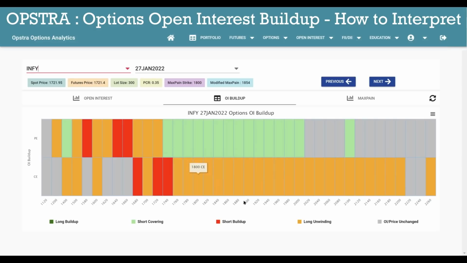Now on the put option side, they are unwinding their longs. Like if you have a long buildup there, somebody is expecting that Infosys is going to go up, and they have long positions. And if the Nifty is going down, you have to exit those positions, right? Long positions. So you have to unwind those long positions. So that's why you see this long unwinding. And you also see some short buildups here, around 1720 at the money, and slightly above the at the money.